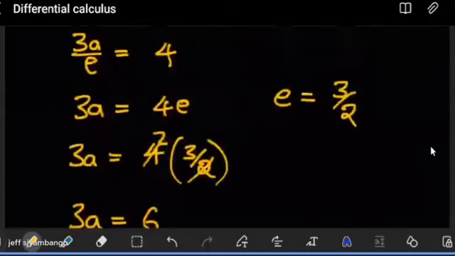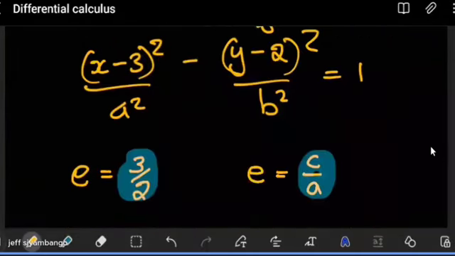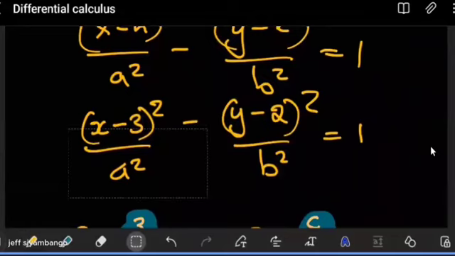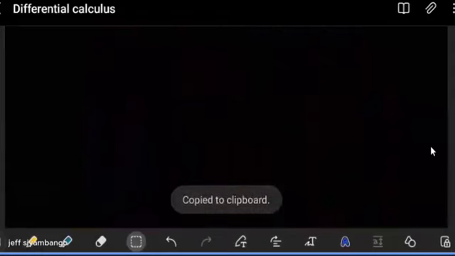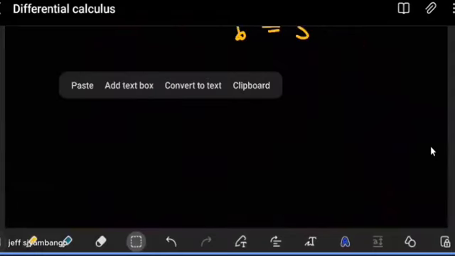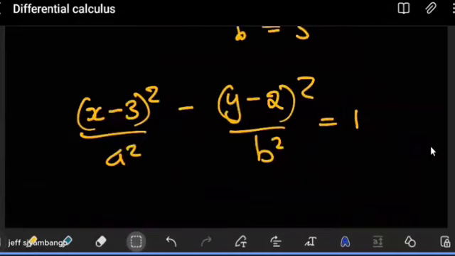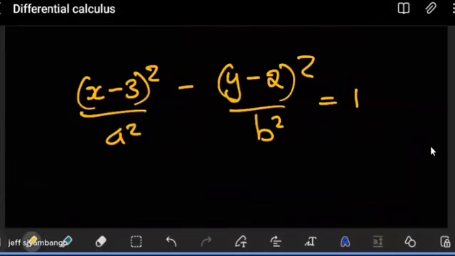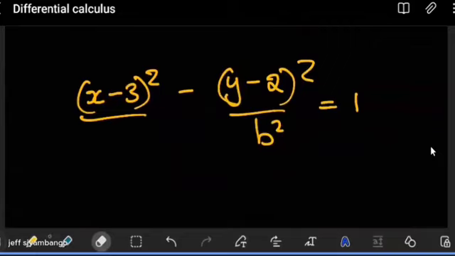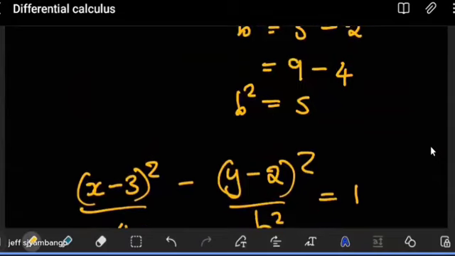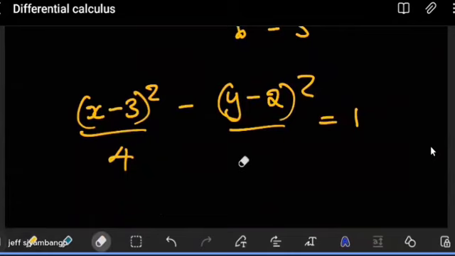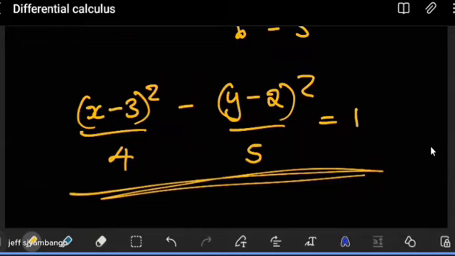Once we figured out those, we can now go back to our expression. Only a squared and b squared were missing. So now we can substitute what those two are. Where we have a squared, a is 2, so 2 squared is 4. And where we have b squared, we'll put 5. So this becomes the equation of that hyperbola.